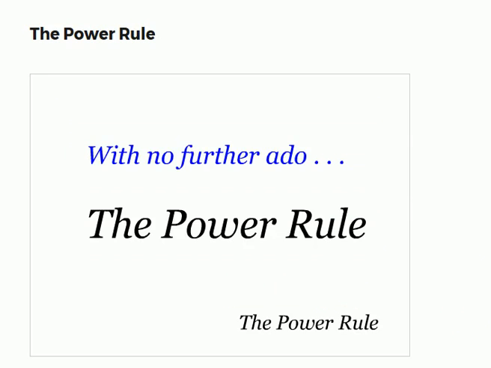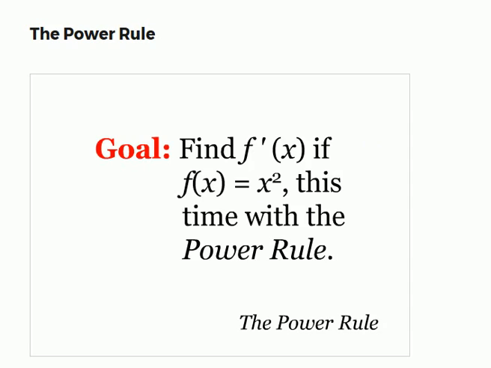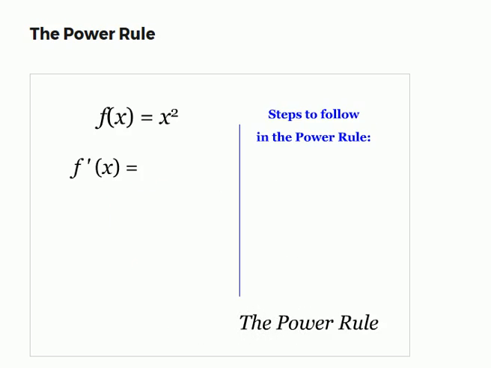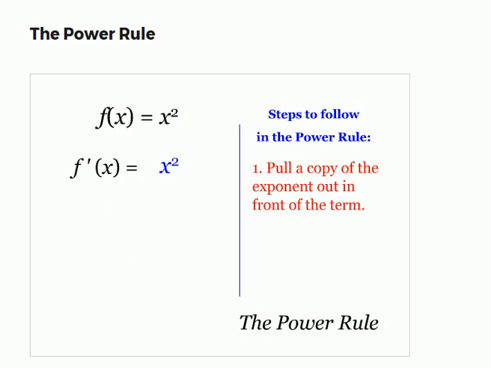As I said before, the power rule is a shortcut for finding very simple derivatives. If you've got a variable being raised to a power, then you can use the power rule to find its derivative. I'll show you how to do it with x squared, since that's the derivative we just found a second ago. There's two steps we need to follow here. First, pull a copy of the power down in front of the term. So in x squared, we're going to pull that power of 2 down in front.